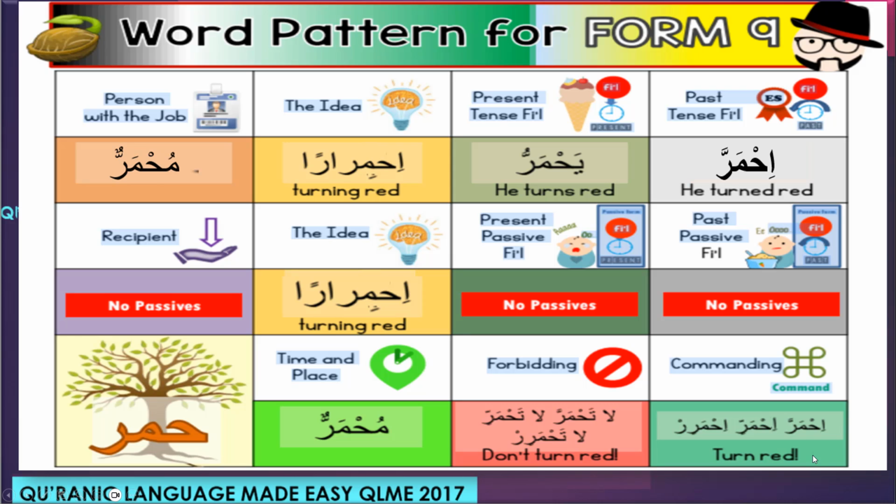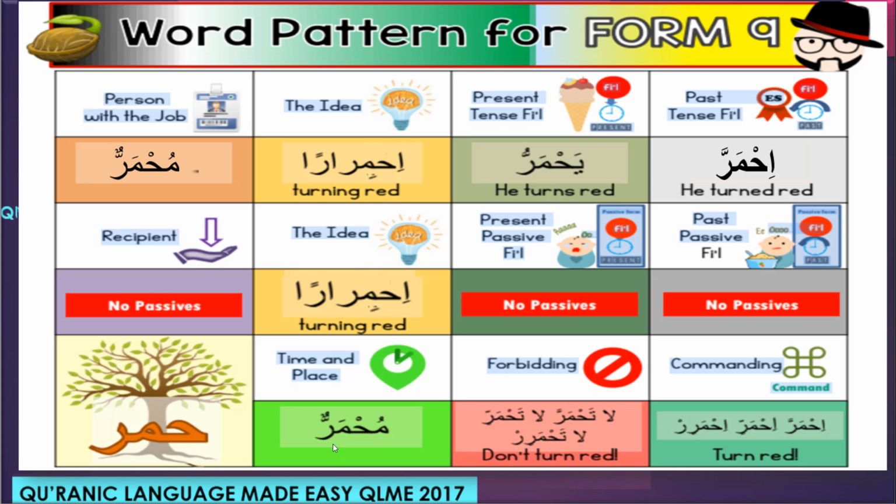And then for the command, it's going to be ihmarra, ihmarri, ihmarir. Remember, we have learned the mudaaf lesson. You can go back and check that video. That is madda yamuddu. In that we have multiple commands. So even here we have three commands. La tahmarra, la tahmarri, la tahmarir is don't turn red. And muhmarrun is the verb.